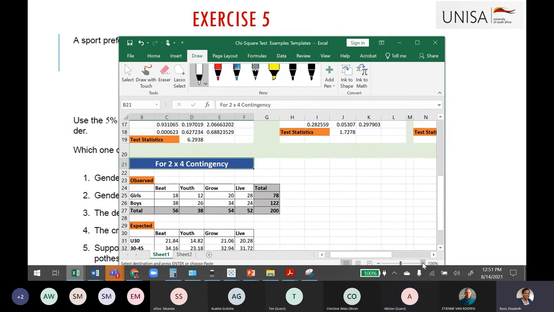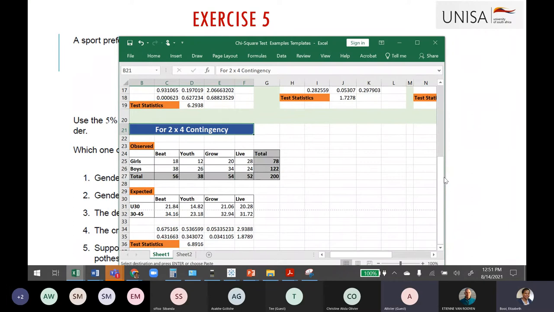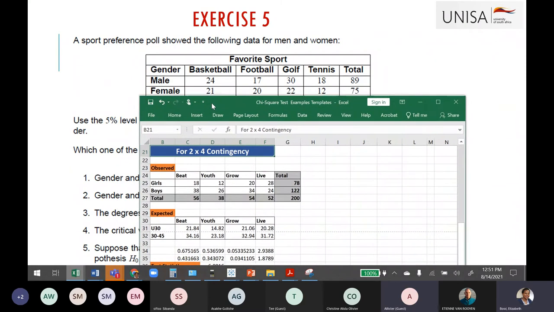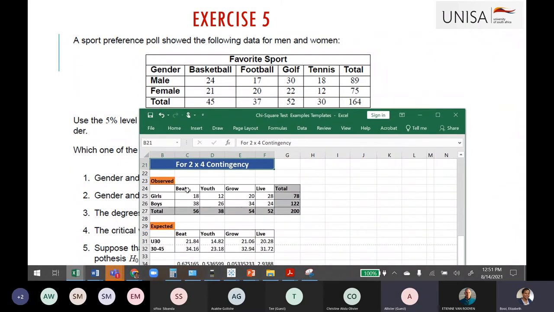And make it bigger now. Let's make this one bigger. And let's hide that. So this is our 2x4 contingency table. All we need to do is include all these values onto here. So here we have male, we have female, and I can just copy that into here.